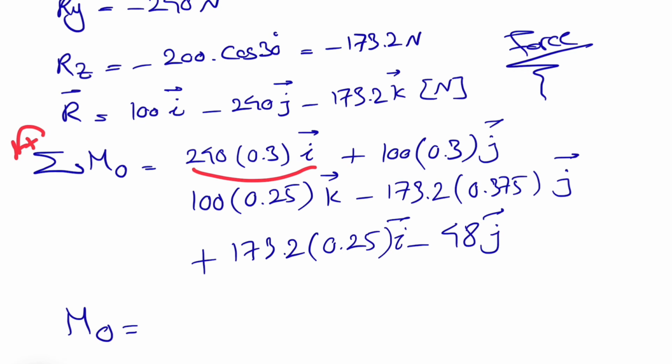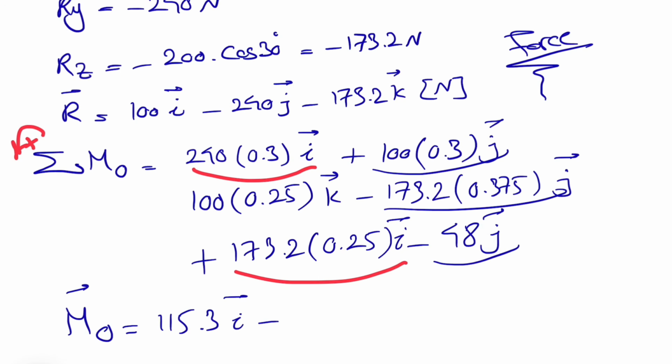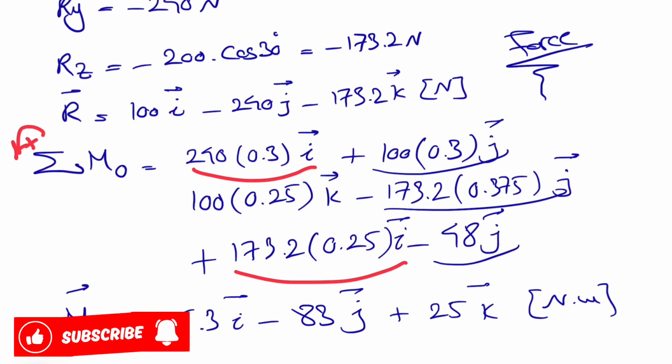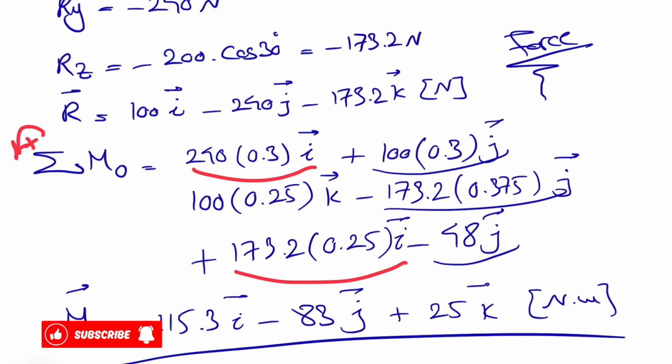All we need to do in here is just add the i components together, j components together, and k components together. So for i, if we calculate each of these and add them, we'll get 115.3. There are 3 j's in here, and if we add those, we'll get minus 83. And there's only one k component left, which will be 25k, and the unit will be Newton meter, as we converted all the millimeter dimensions to meter by dividing them by 1,000. And this will be the couple part of the question.